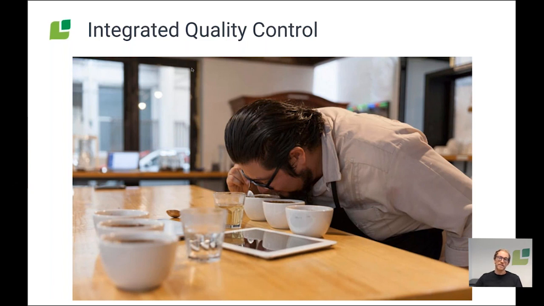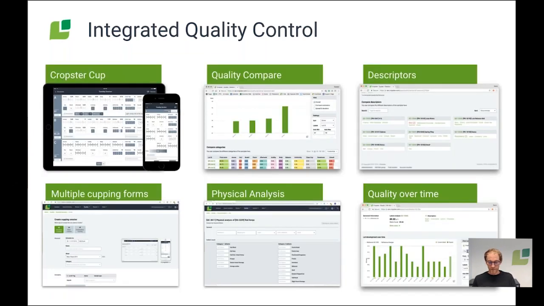Those sessions can be planned as non-blind, blind cuppings, or even double-blind cuppings. And cupping sessions can be based on various cupping sheets available in the system. So, for example, standardized sheets like the SAA form, the Cup of Excellence sheet, but also a large number of other formats or even customized cupping sheets. So a scheduled cupping session will then appear in Cropster Cup, and Cropster Cup is an app that allows you and everyone in the team to participate in a session on his mobile device and submit his cupping results.